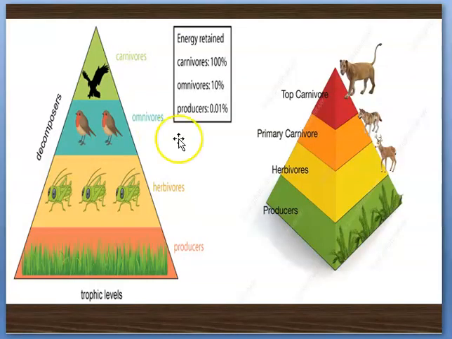Here in this diagram we see the producers at the base, followed by herbivores, primary carnivores, and top carnivores at the top. In this pyramid, you can see very clearly the trophic levels, where the larger number of organisms, the producers, are at the base. Fewer herbivores are seen in the second level. At the third level we see the omnivores, still fewer, and very few are seen at the top, the carnivores.